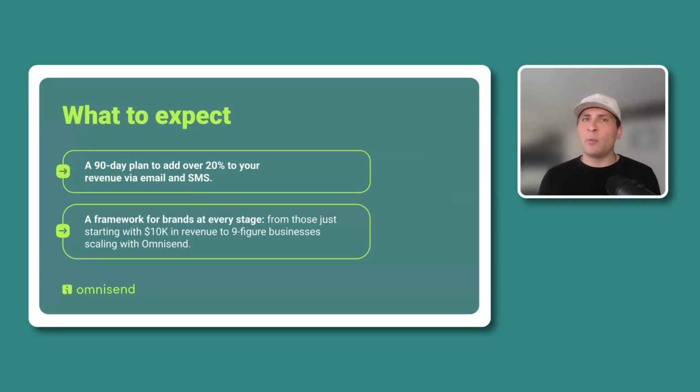So I totally understand there's a wide mix of business owners on here, or CMOs, or VPs of marketing. And I think these principles apply whether your business literally just started and has $10,000 in revenue, or you're doing 100 million bucks in revenue and you want to add email as a channel or you're scaling with Omnisend. I really do think the principles apply. And we've seen it on both sides of the spectrum with businesses. So that's what to expect.